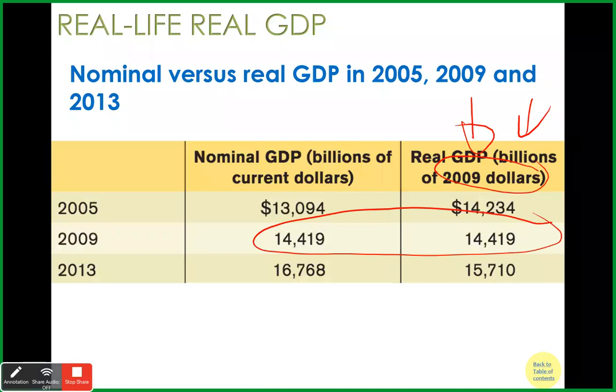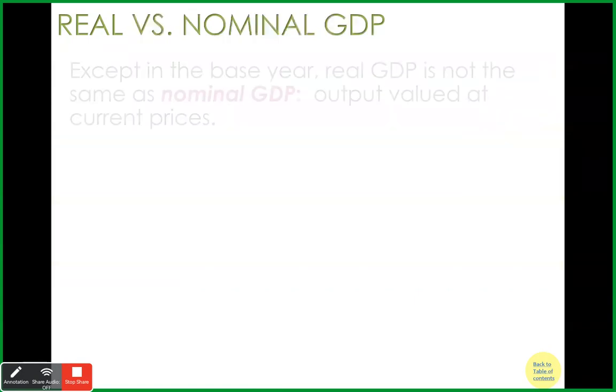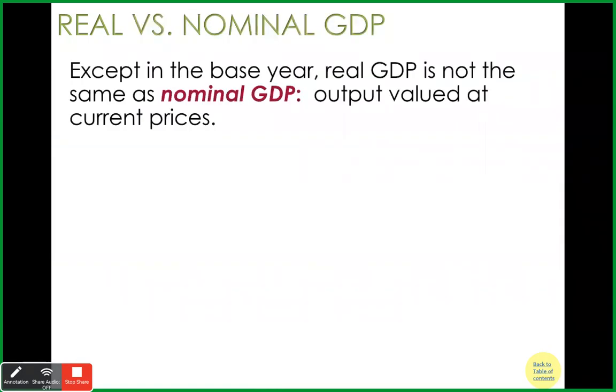And from here, you can see in general there's inflation. And right now, we have very high inflation by historical standards. Okay. This just summarizes what we just discussed, except in the base year, real GDP is the same as nominal GDP.